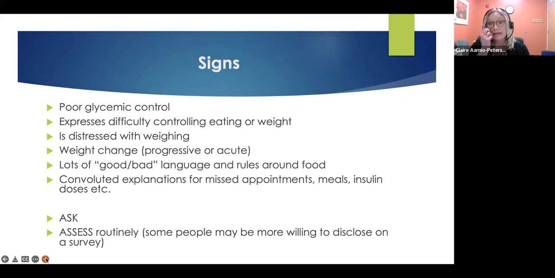Certainly if you're noticing any changes in growth curve, so whether it's really steep, quick changes, whenever you see someone jumping through lines on a growth chart, that's concerning, or even something that's more progressive over time, or maybe someone's fallen off their curve on the more anorexia side.